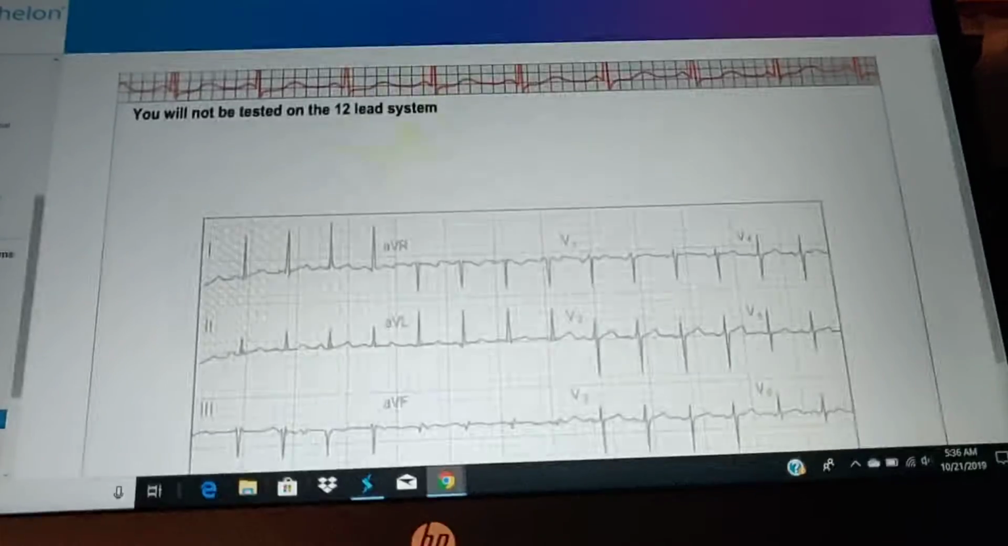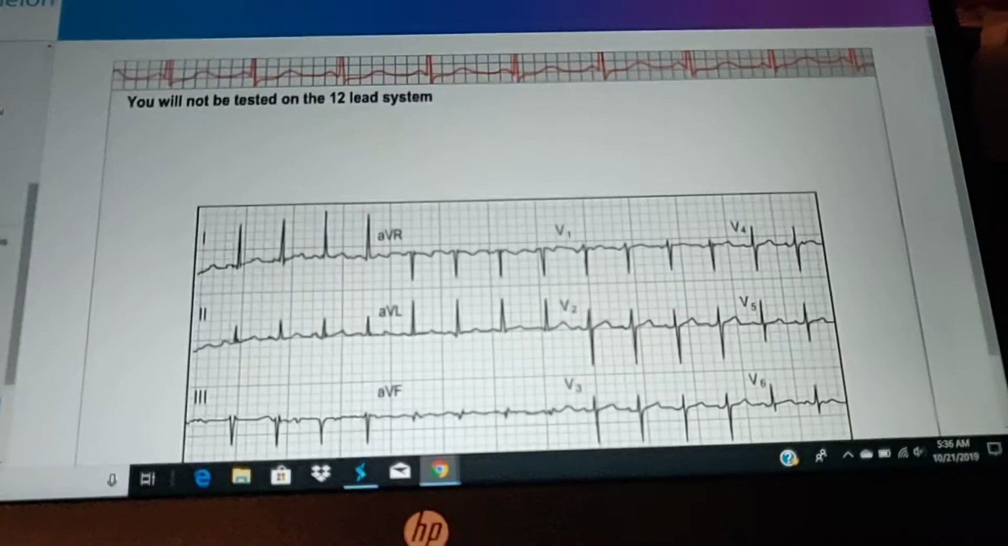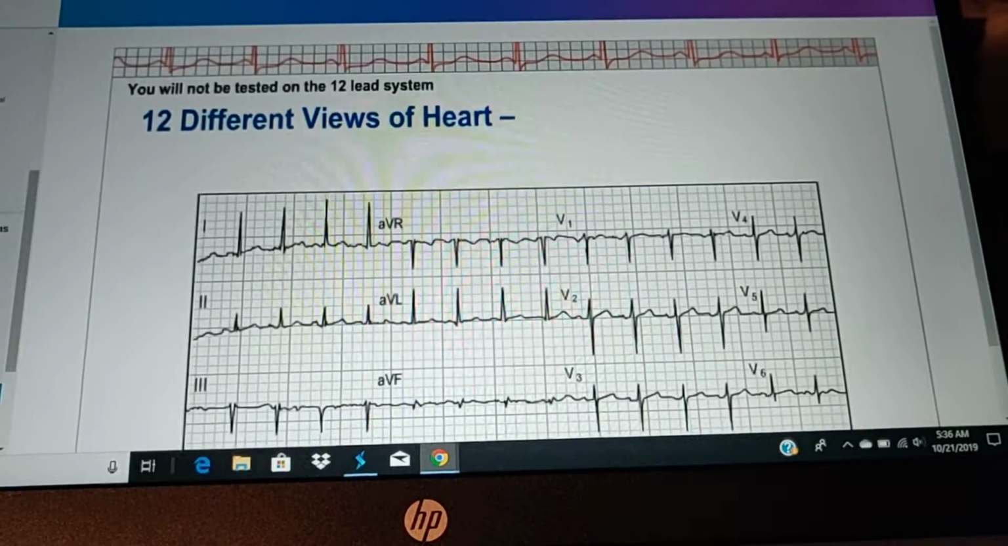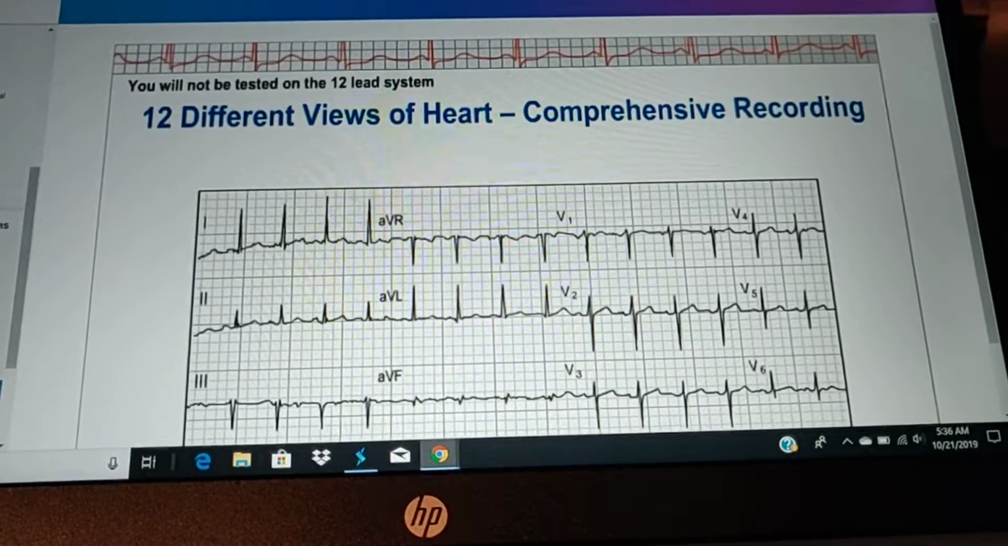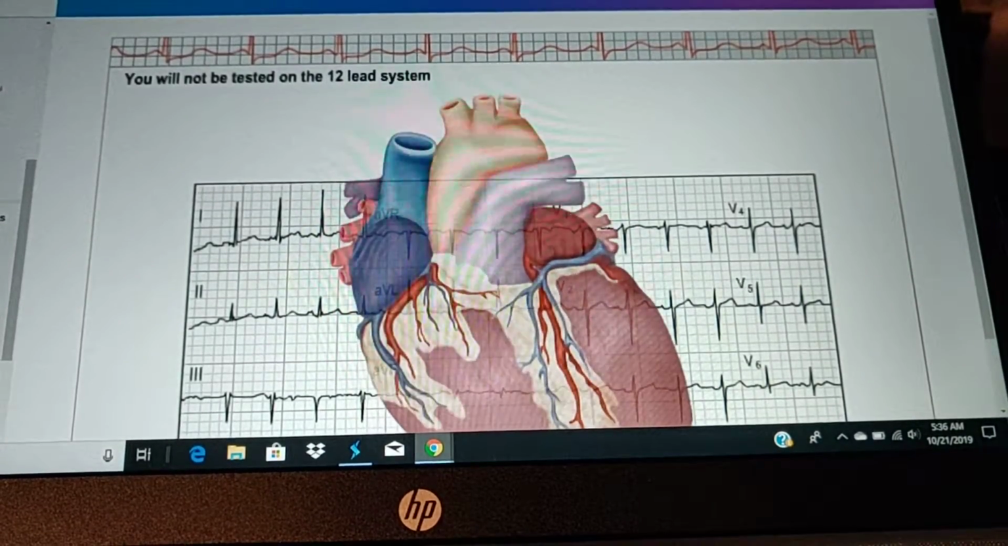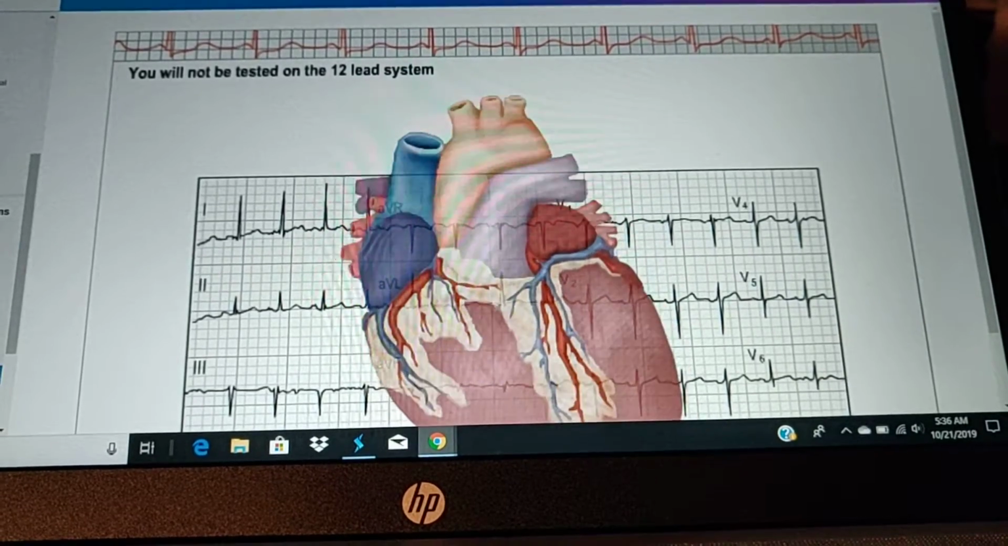Now we're going to look at a quick view of the 12-lead system. A 12-lead testing system, which generates 12 different views of the heart, provides an even more comprehensive recording. It is a lead system to use when you need to get a whole picture of the heart's electrical activity.